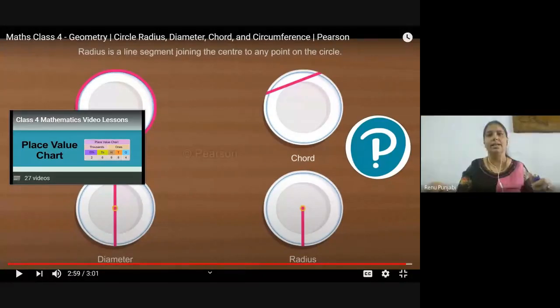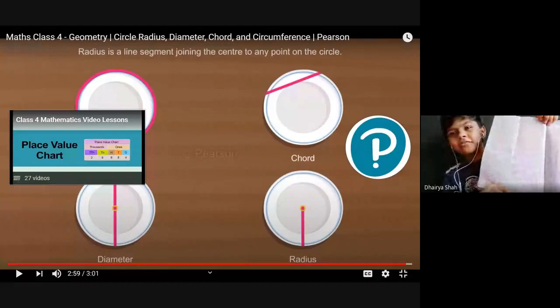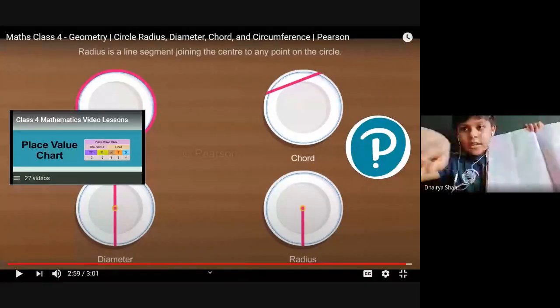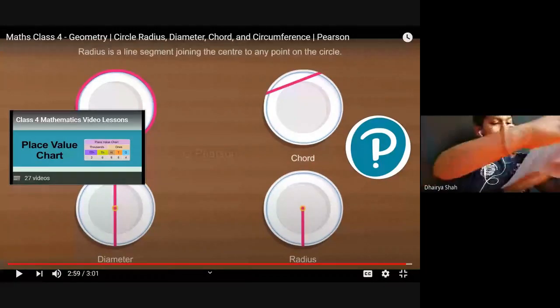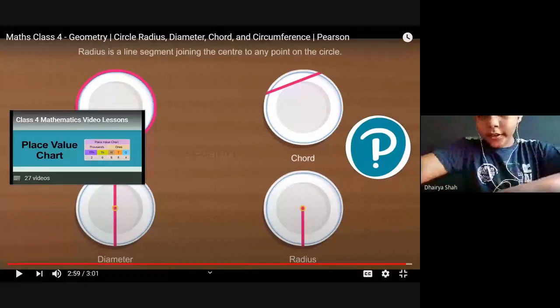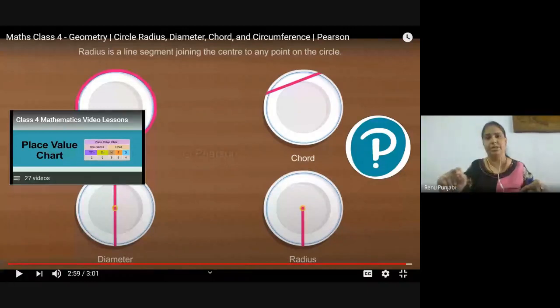Ma'am, my maths notebook is this big, so what do I do? It's okay. You divide it into 4 equal parts, and you write circumference only. No need to draw the plate.